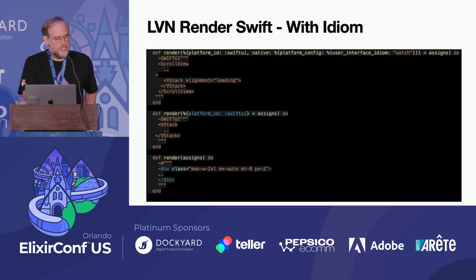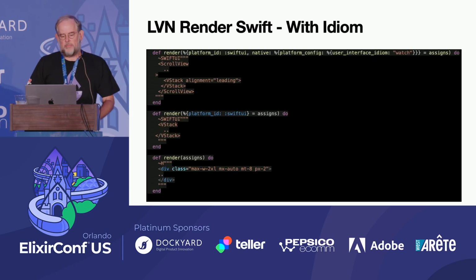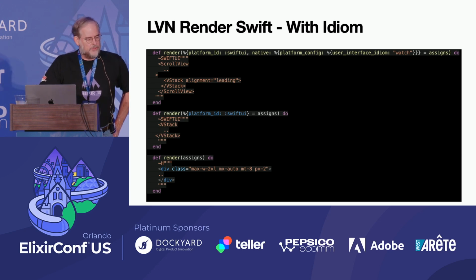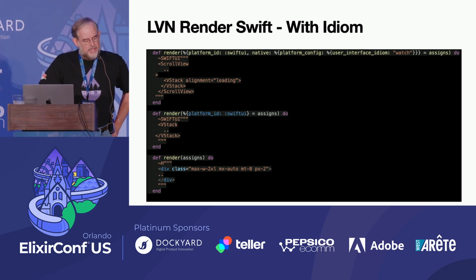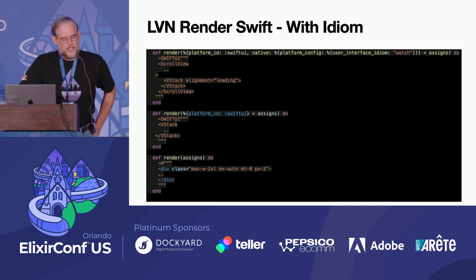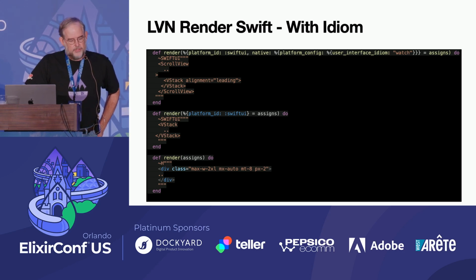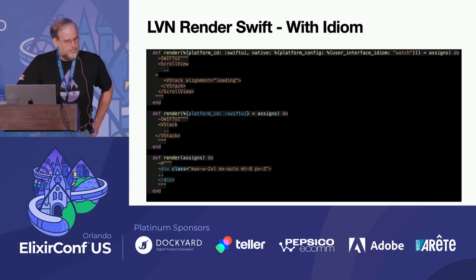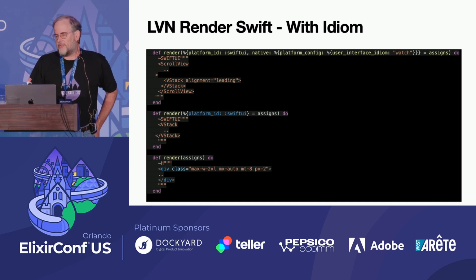So I put this in at the last minute because there was an example in the app for chess. If you look at the very first line there, you see that it says render platform ID as SwiftUI, which we've seen before, and then we see platform config user interface idiom is watch. So the first line picks up if you've got a watch. The second render is for everything else that's Swift, and then the third render is for your regular LiveView.